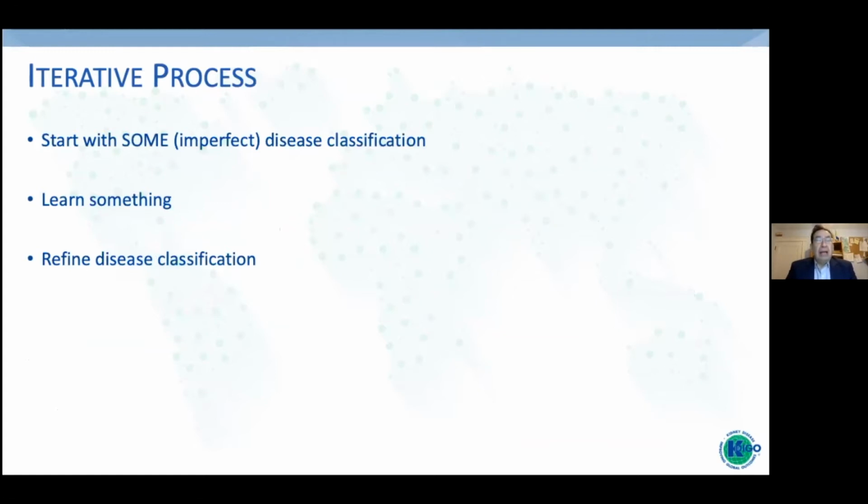So, as our knowledge of FSGS and related diseases, I will call them, progresses, this happens via a sort of iterative process. Our knowledge of these diseases has increased enormously over the last 20 some years. And in general, in the process of learning, we start with some imperfect disease classification. We use that to learn something, and by learning something we can then redefine the way we classify disease.